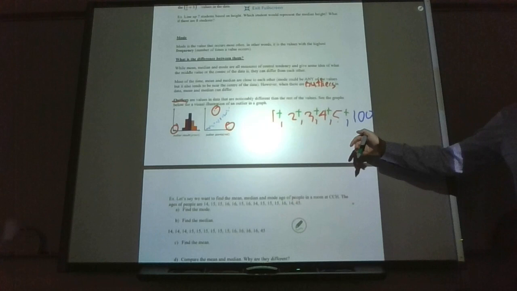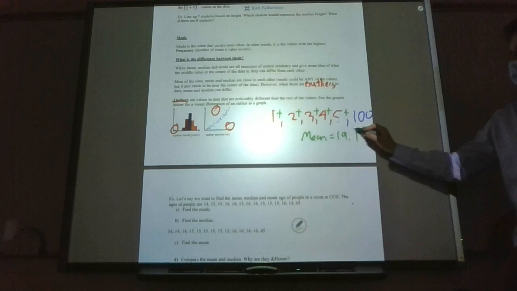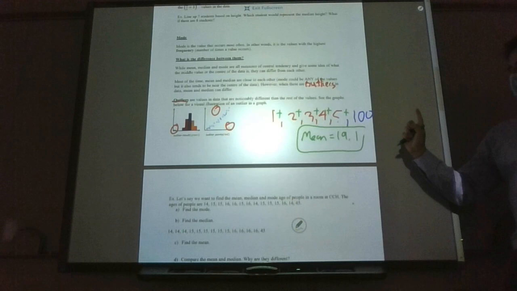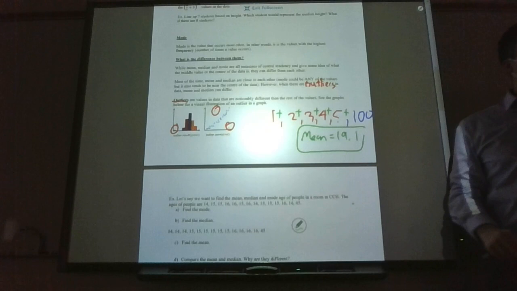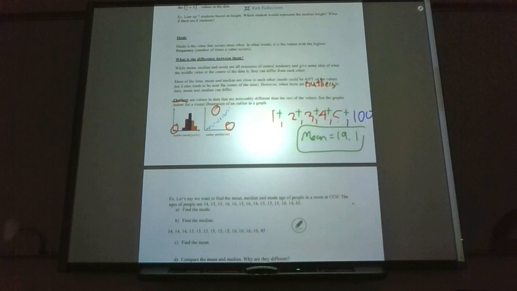Yeah. Thank you. So this is actually a perfect example just to see how extreme that is, right? 19.1 was actually the median for this. And what was the mean for just these values here? 1, 2, 3, 4, 5. 3, right? So you can see a big difference. The mean went from 3 to 19.1. That's pretty extreme. Whereas the median went from 3 to 3.5.